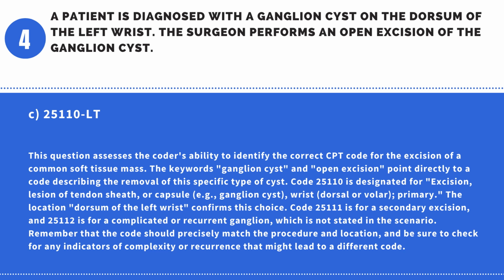Code 25111 is for a secondary excision, and 25112 is for a complicated or recurrent ganglion, which is not stated in the scenario. Remember that the code should precisely match the procedure and location, and be sure to check for any indicators of complexity or recurrence that might lead to a different code.